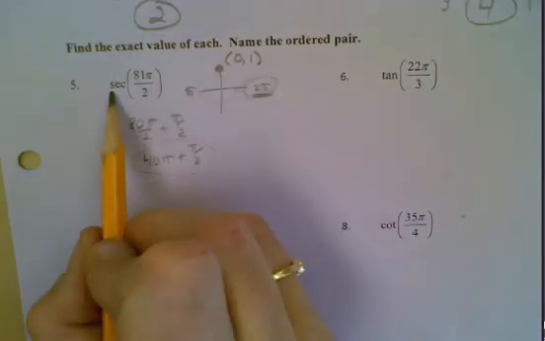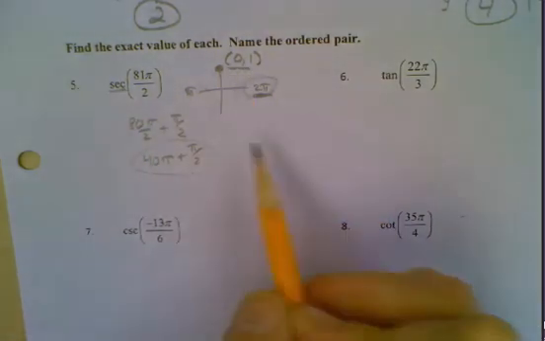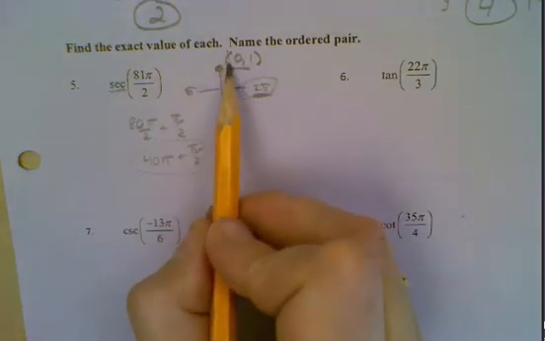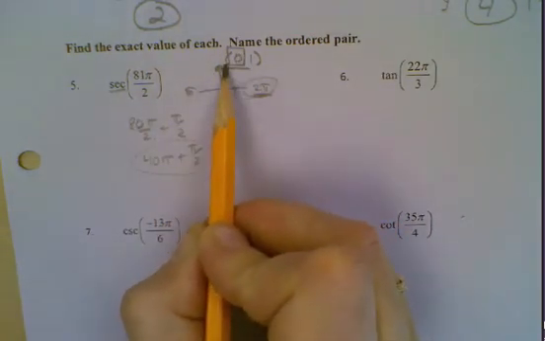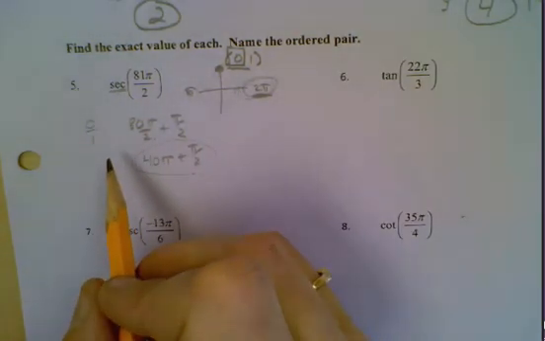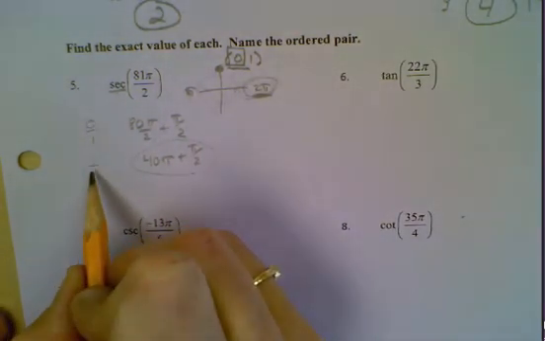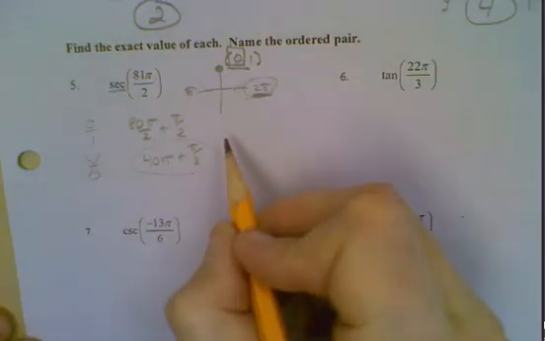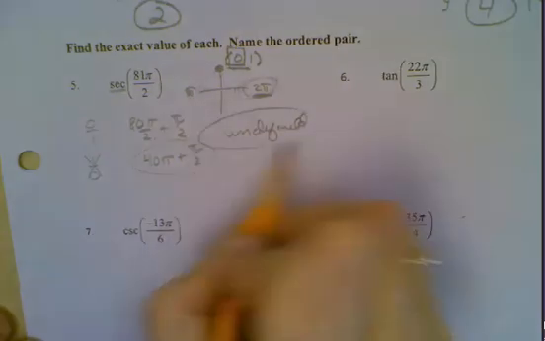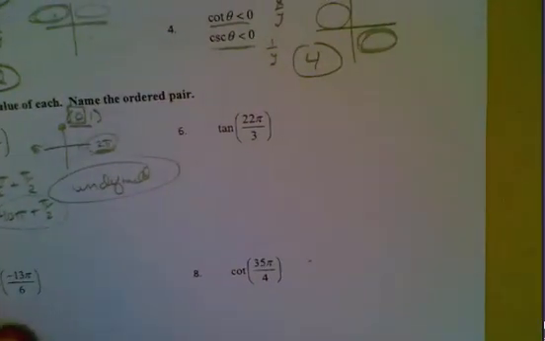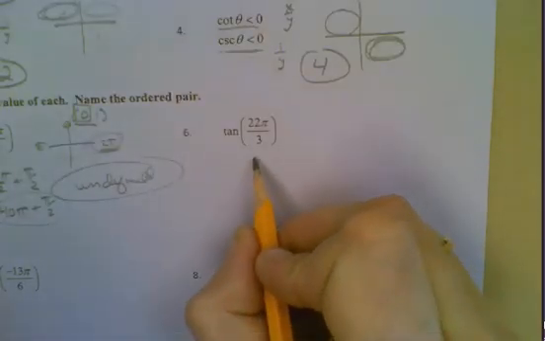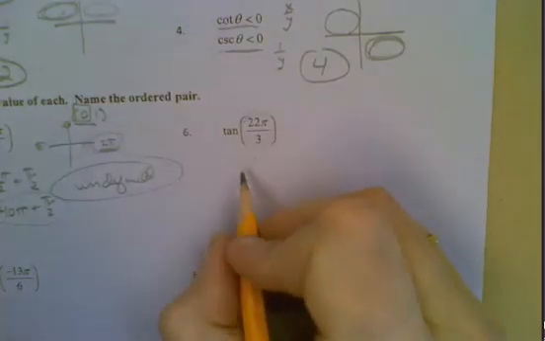So then the question is, what's the secant? After I write my ordered pair, I have to know the secant. Secant is the reciprocal of the cosine. So the cosine is 0. If I take 0 over 1 and flip it, I'm going to get 1 over 0. That's undefined. So my secant is undefined at that spot. All right, so let's try tangent of 22 pi over 3. So again, I would think of, okay, what multiple of 3 is close to that?